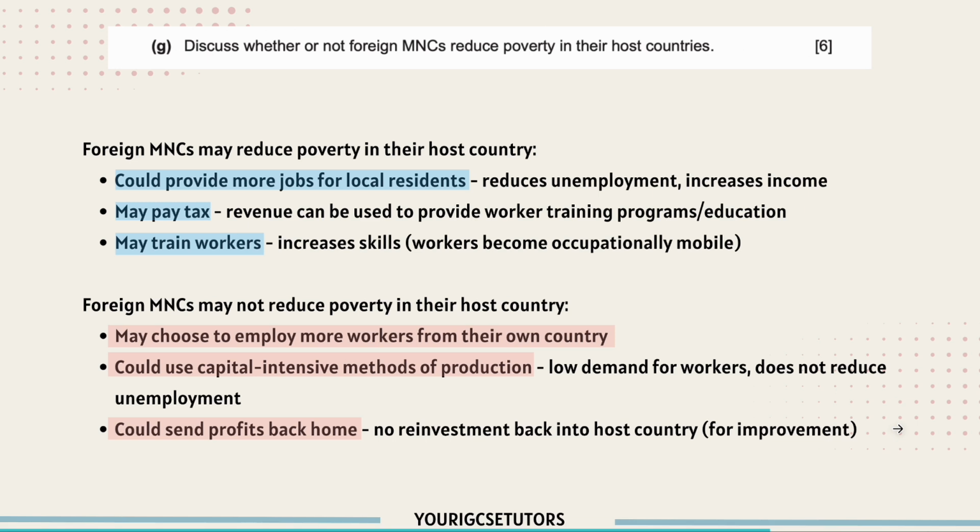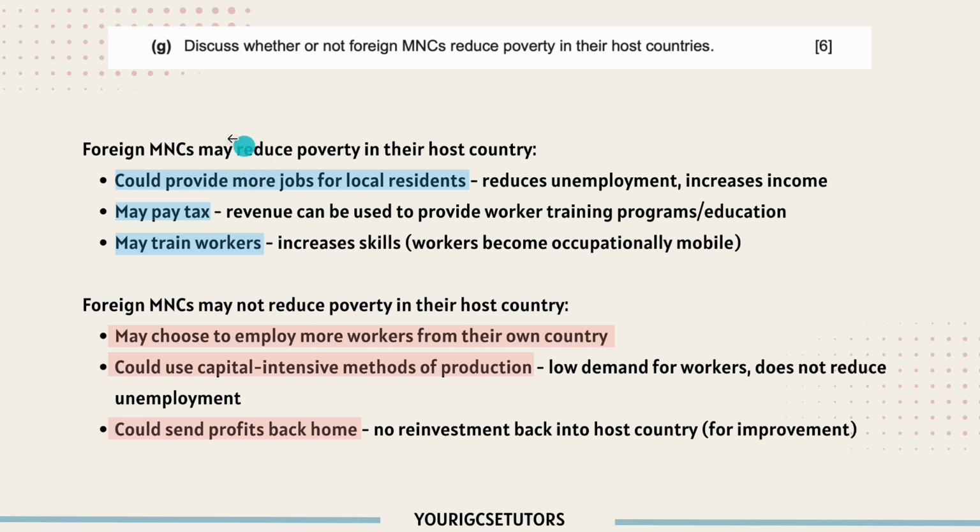Okay, part G. Discuss whether or not foreign MNCs, multinational companies, reduce poverty in their host countries. So we'll discuss questions. You have to talk about both sides of the argument. Foreign MNCs may reduce poverty in their host country, or they may not reduce poverty in their host country.